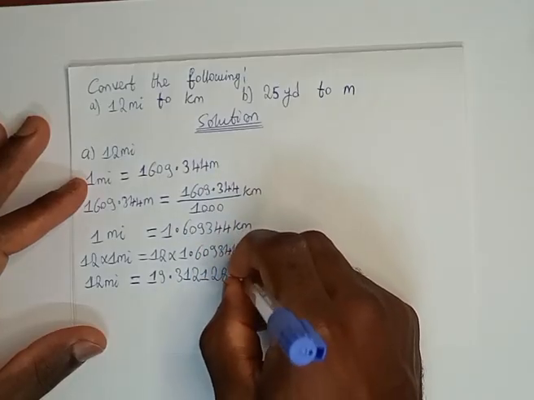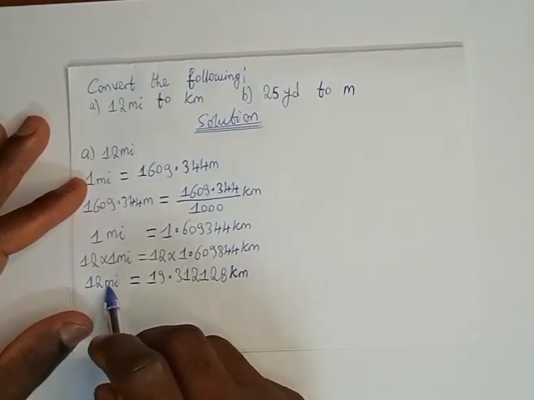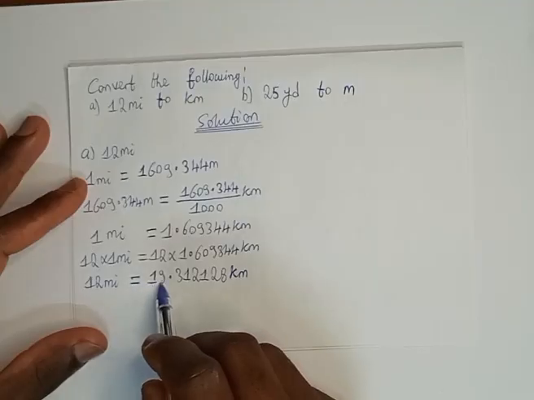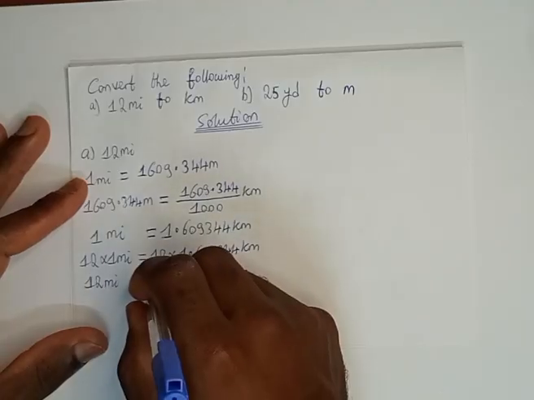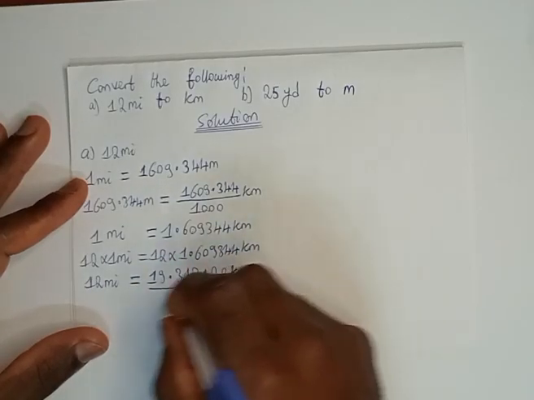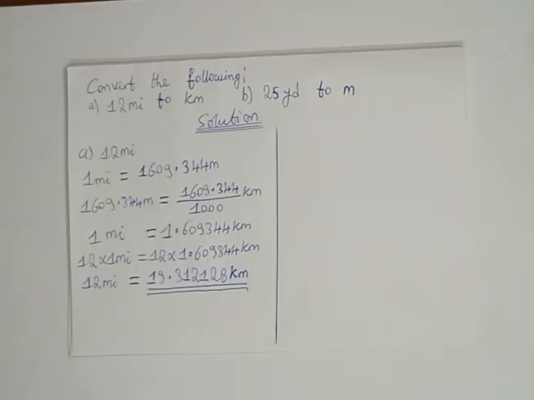This gives us 19.312128 kilometers. Therefore, 12 miles in kilometers will give us 19.312128 kilometers. We underline the result. We move now to question B.